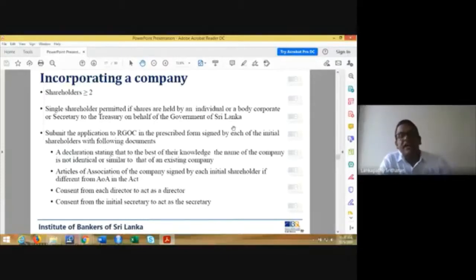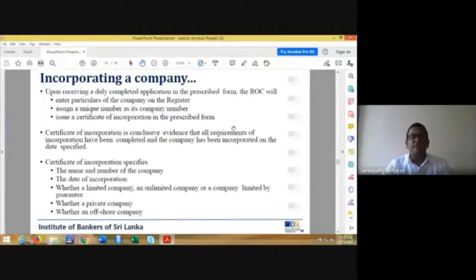And the other two we have already studied: the consent from each director to act as a director and consent from the initial secretary to act as a secretary. So these are the four documents, at least the minimum documents, they have to give to incorporate a company. Any doubt you all wanted to ask?